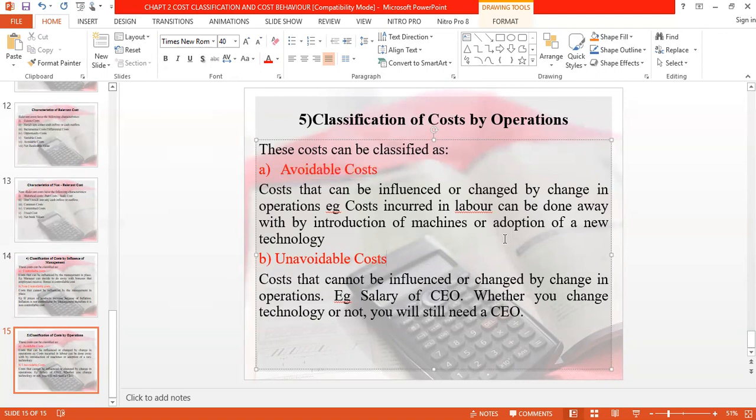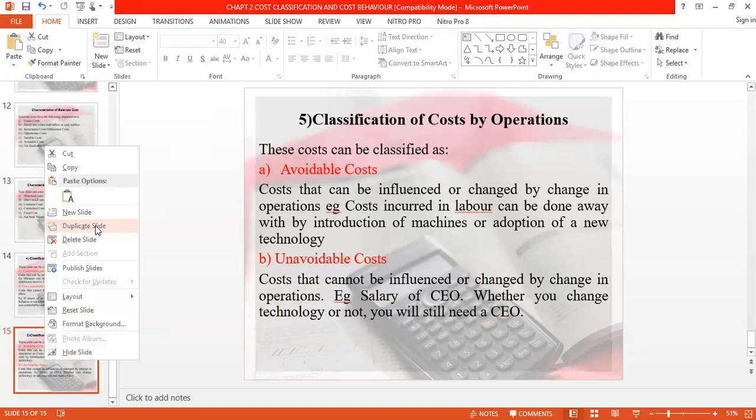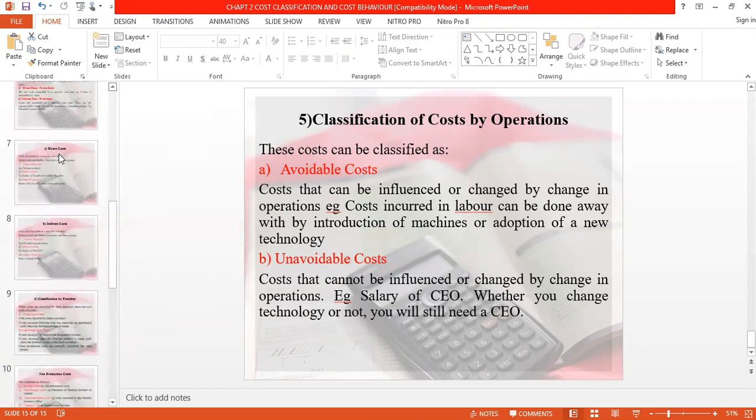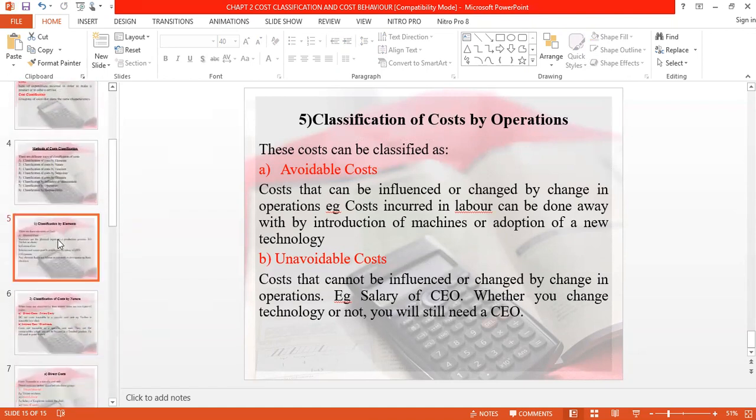So what are avoidable costs? Costs that can be influenced or changed by change in operations, the way you operate. Such costs are called avoidable. Costs that cannot be changed by change in operations are called unavoidable. That is classification of costs by operations.